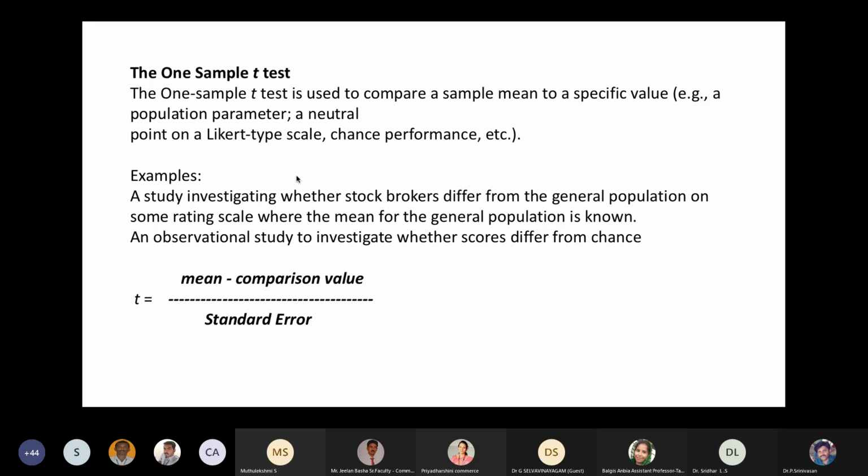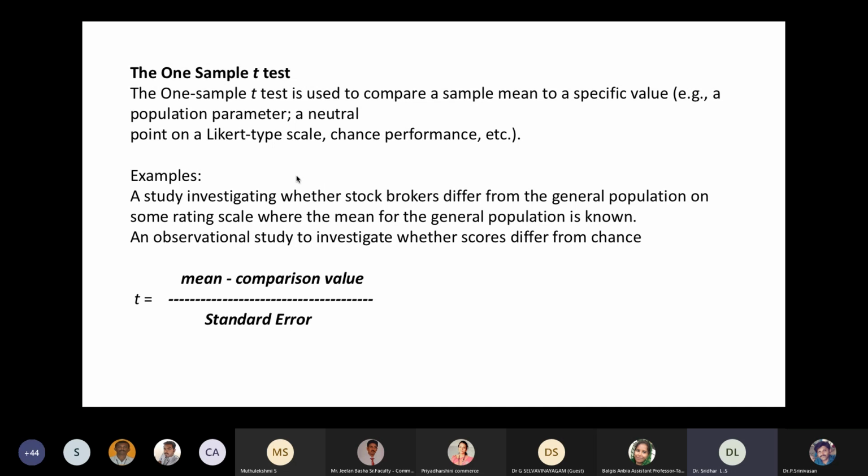Next, the one sample t-test. You are aware of the formula. For the one sample test, you can use something like a Likert scale in terms of performance. The one sample t-test is the mean minus the comparison value, divided by the standard error. The standard error is defined in technical terms using sigma. The mean is nothing but the x bar, which you are aware of.